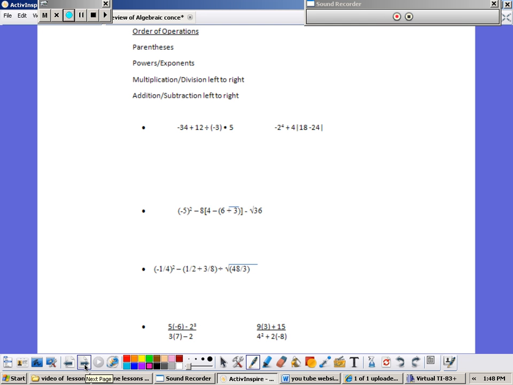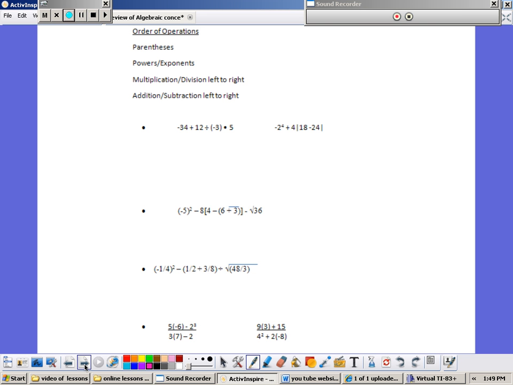Okay, order of operations. In order of operations, you probably have heard, please excuse my dear Aunt Sally, or please pardon my dear Aunt Sally. Please is parentheses. Excuse or pardon is powers or exponents. My dear is multiplication and division. Aunt Sally is addition and subtraction. The problem is people follow that specifically and always do multiplication before division and addition before subtraction, but that's not true. Multiplication and division are done from left to right, so whichever one you hit first, you're going to do. So you might do my dear, and you might do dear my.